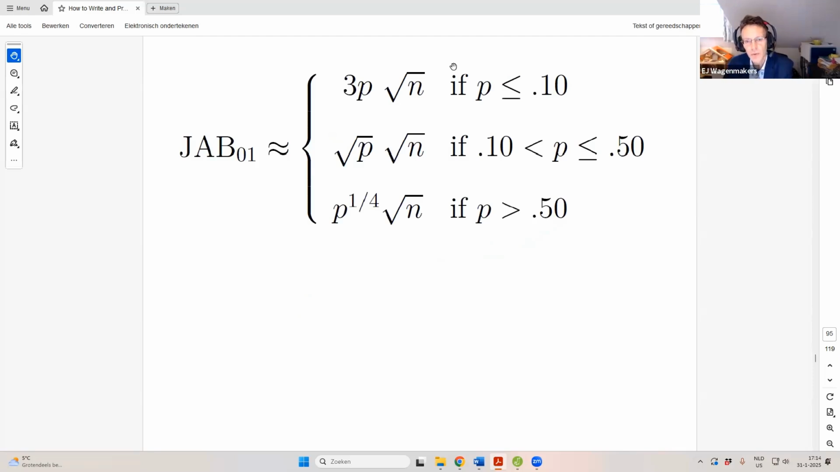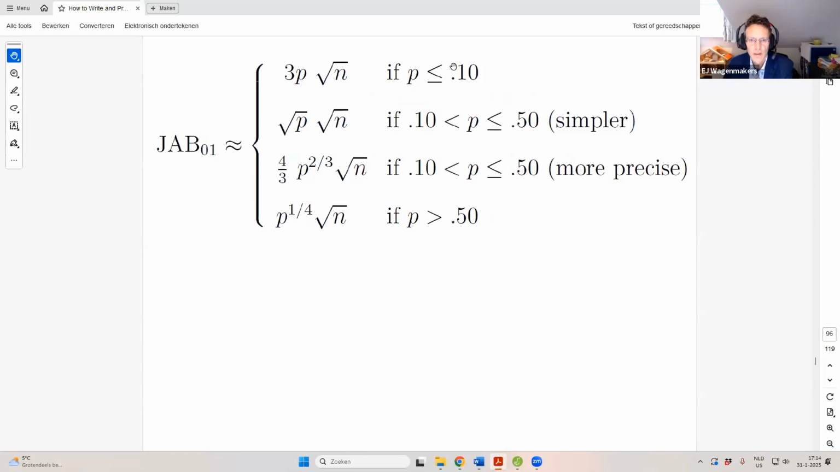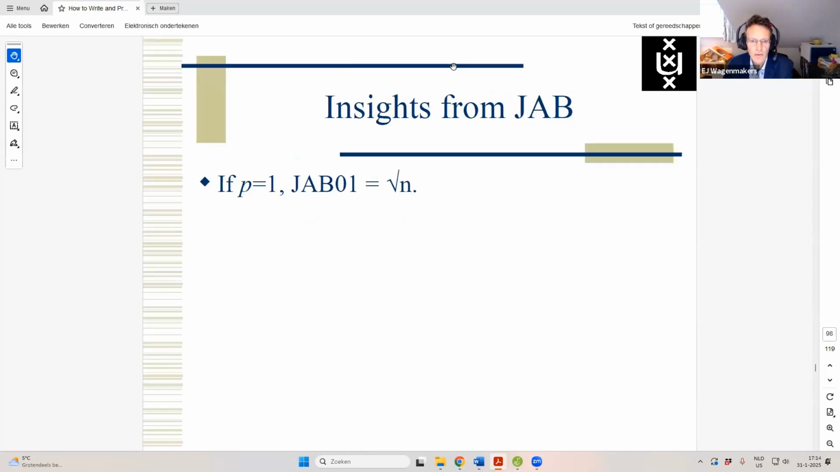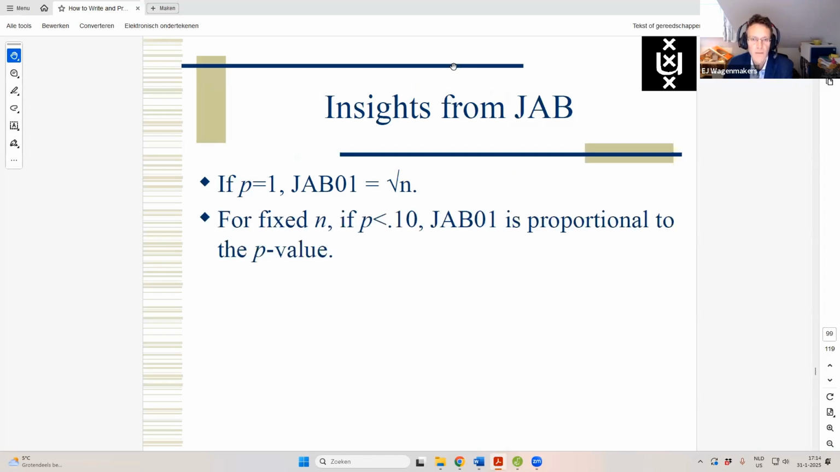So these are very, very simple rules that can get you a Bayes factor from a p-value by including the square root n term. We also see that if the p-value is 1, the Bayes factor is simply square root n. So you know that square root n is the maximum evidence you can get from your experiment in favor of the null. And if you have a fixed sample size, if your p-value is smaller than 0.10, the Bayes factor is proportional to the p-value. That means that if you go, for instance, from a two-sided to a one-sided test, and your p-value is below 0.10, that actually does mean that you double the Bayes factor.